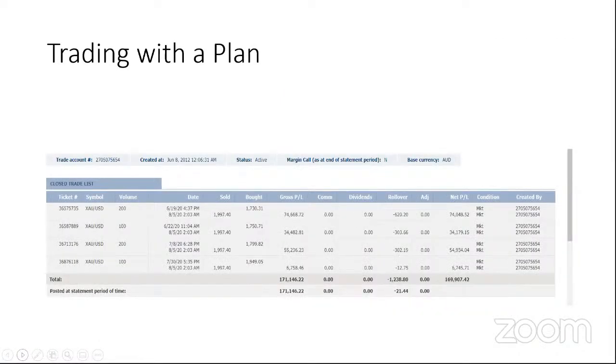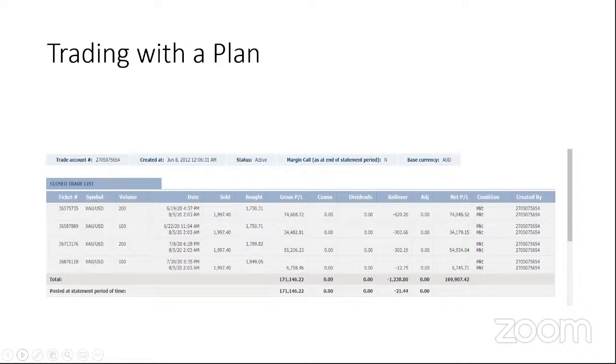This is me trading with a plan. This is a trade I did in August, and it was gold, and I scaled into the position. I had a very clear plan, and I spoke to Paul throughout the trade that I did, because I'd held it for a little while.